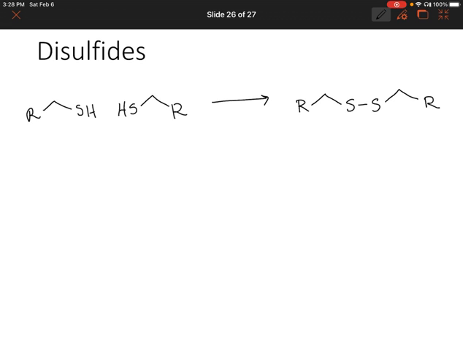So the way we would do this is through oxidation. And for this particular reaction, we would use bromine in, let's see, an aqueous sodium hydroxide solution. So sodium hydroxide mixed with water.